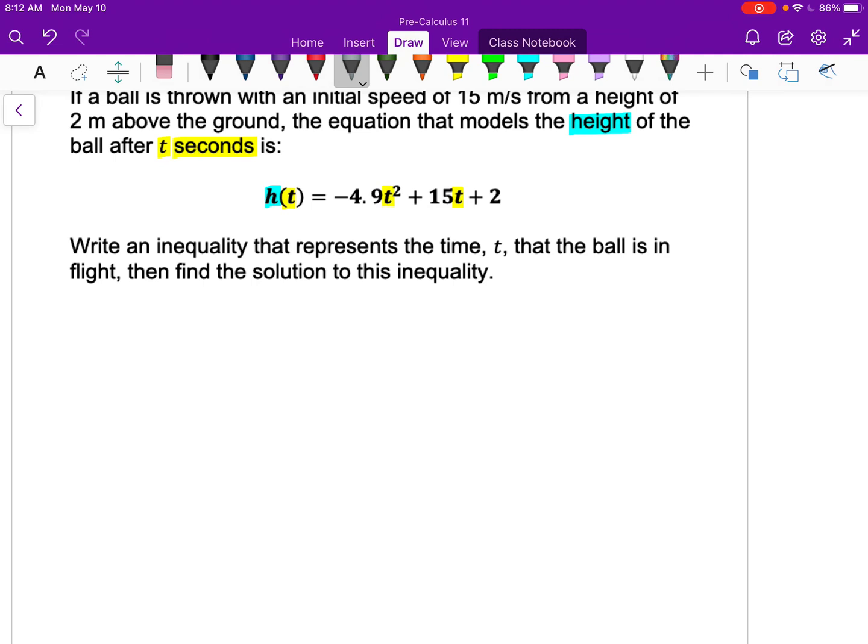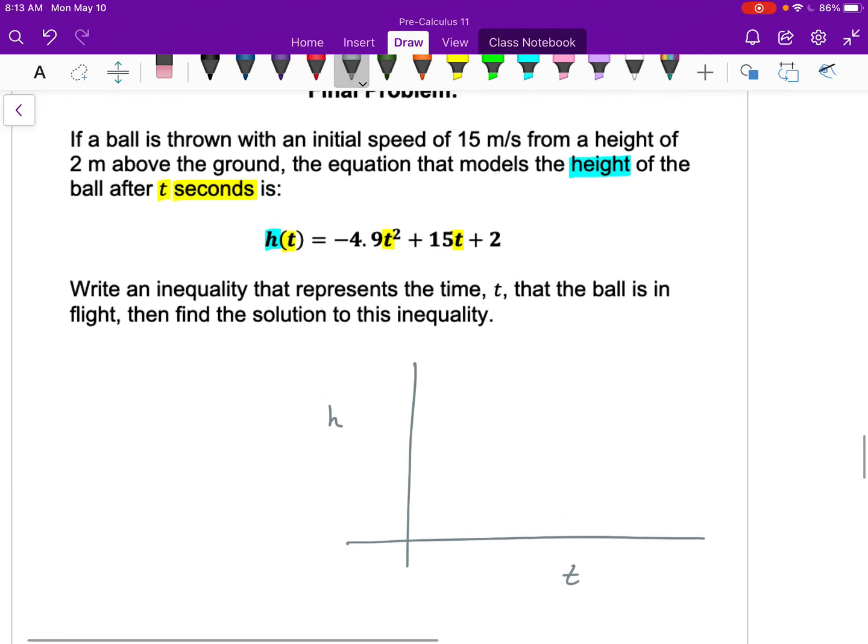And let me visualize it with a graph. I have a t-axis and an h-axis. What do I know about this? Well, I know that you threw a ball from 2 meters above the ground. So the height at time 0 was 2. And you threw it, so it probably goes up and then down and then hits the ground.